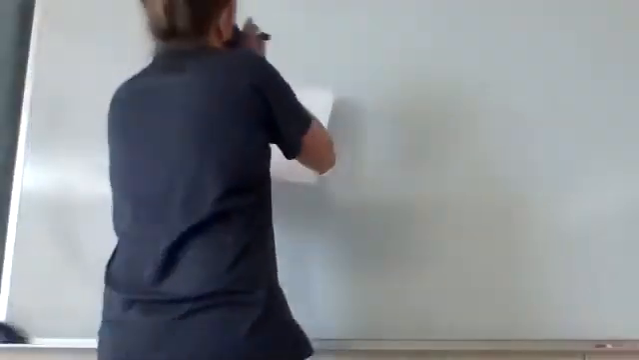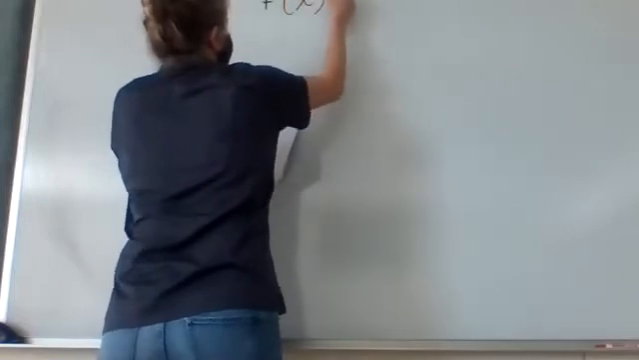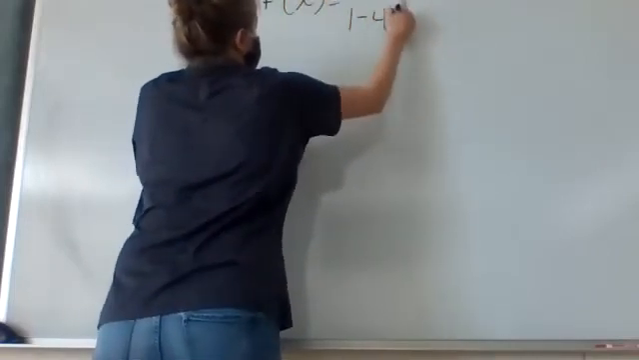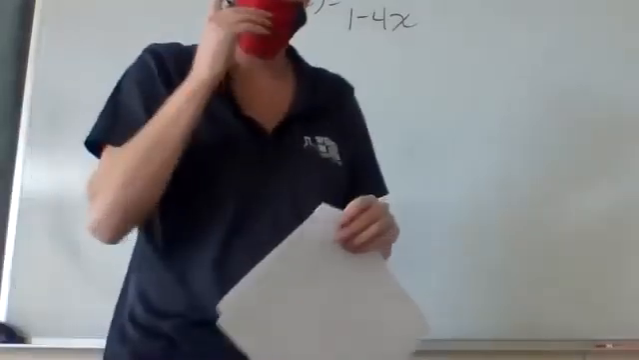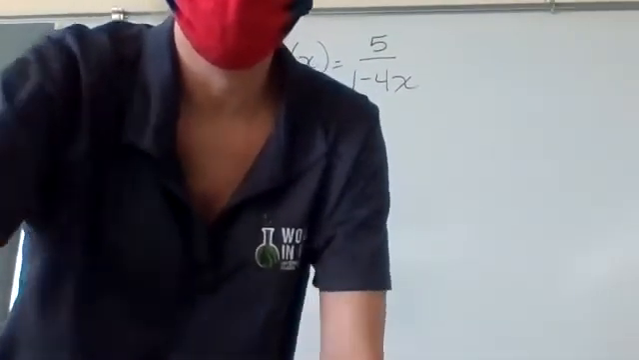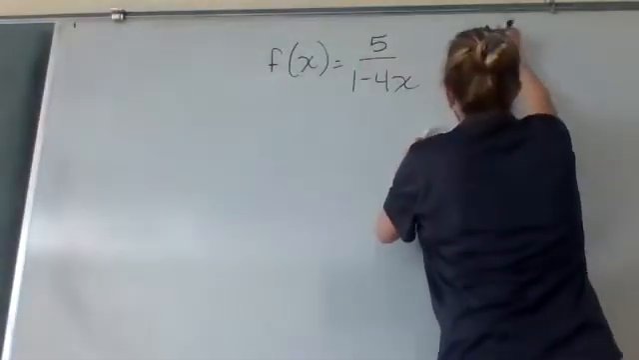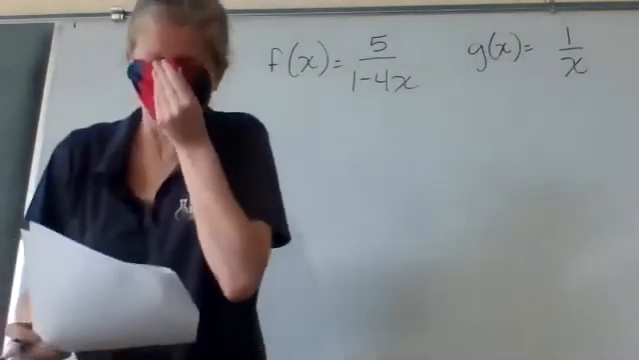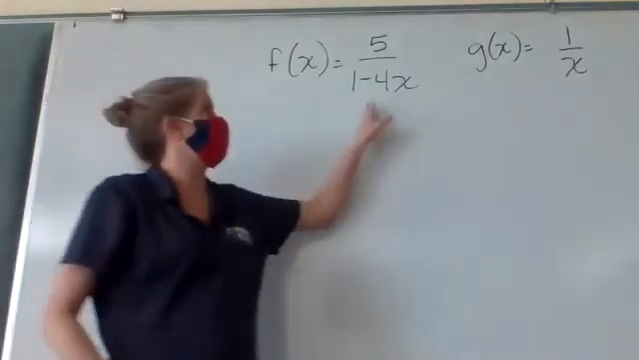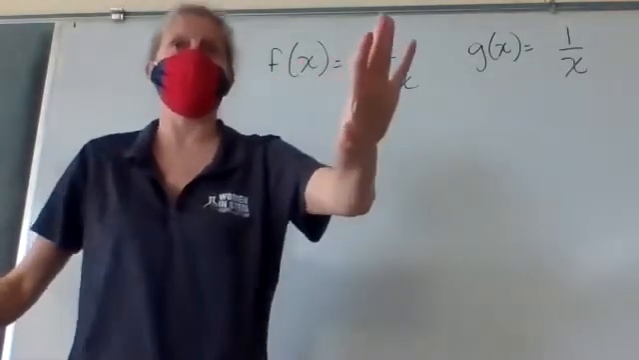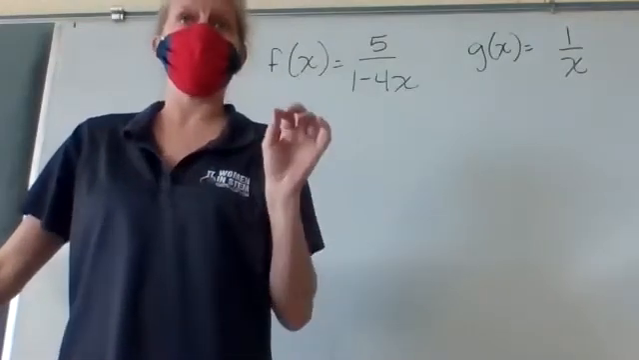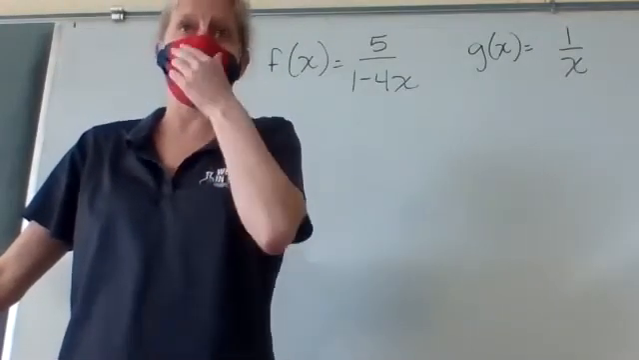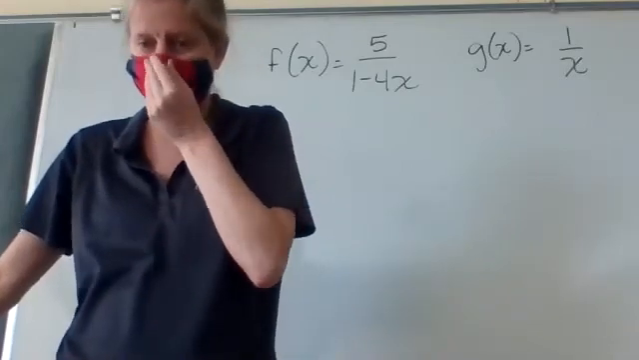All right, f of x is 5 over 1 minus 4x, and g of x is 1 over x. So first thing I'm noticing is that I am seeing fractions with x's in my denominators, which means at some point I'm going to have some restriction on some domains here, right? That's what that's telling me. So I am going to be conscious of that.